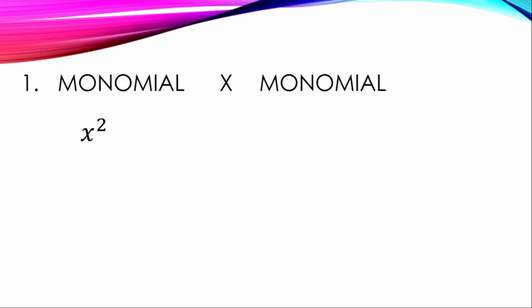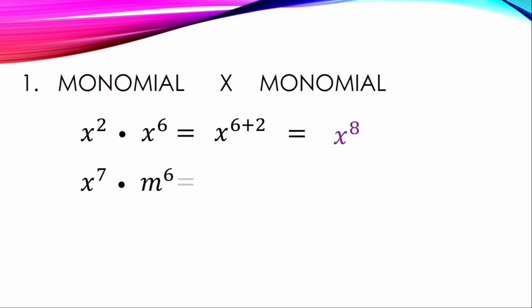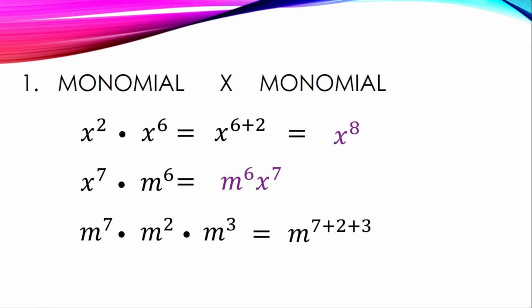For example, we have x squared times x raised to 6. Of course, applying the laws of exponent, our answer is x raised to 8. On the other hand, if we have x raised to 7 times m raised to 6, still, our answer is m raised to 6 x raised to 7. If we have m raised to 7 times m squared times m cubed, and that's equal to m raised to 12, applying our laws of exponents.